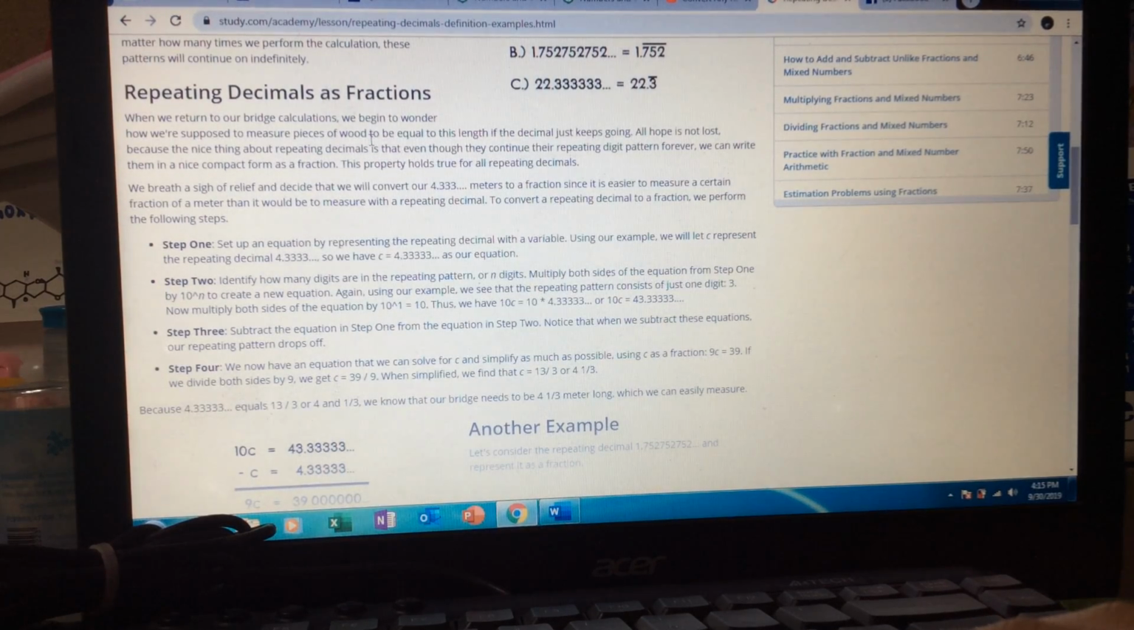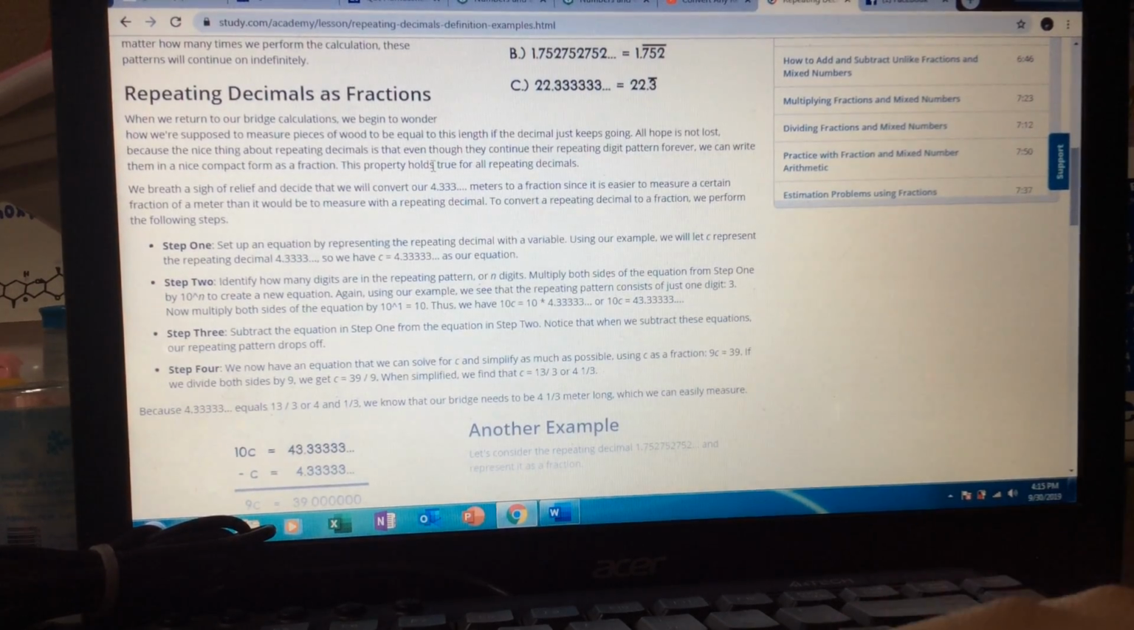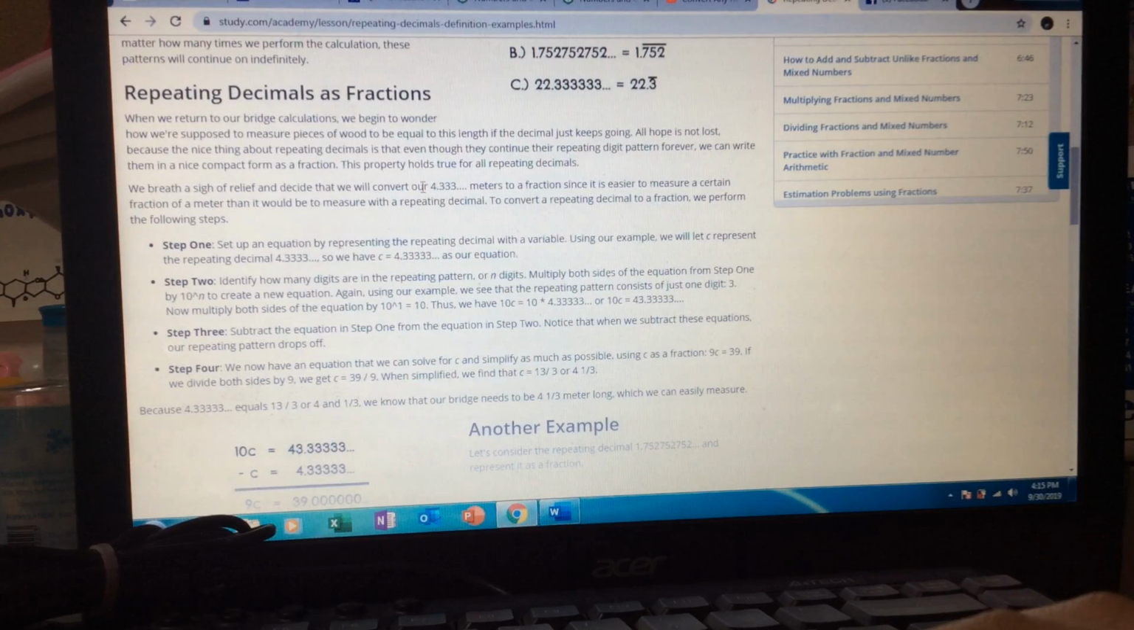Because the nice thing about repeating decimals is that even though they continue the repeating digit pattern forever, we can write them in nice compact form as a fraction. This property holds true for all repeating decimals.